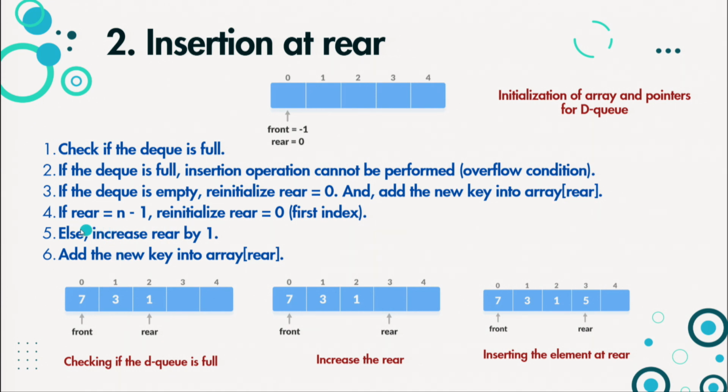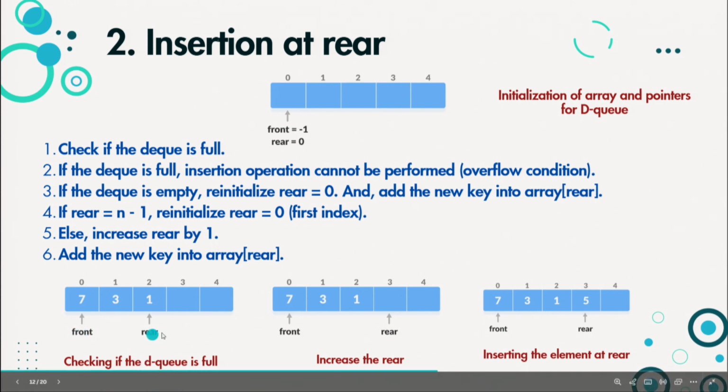If rear is equal to n minus 1, then it means the rear pointer is at the maximum possible or the last location of your DQ, and so I cannot add any more elements at the next location. So, in that case we need to reinitialize rear to 0, that is the first position. And in all other situations, every time I should increment rear by 1 and place the new element at that location.